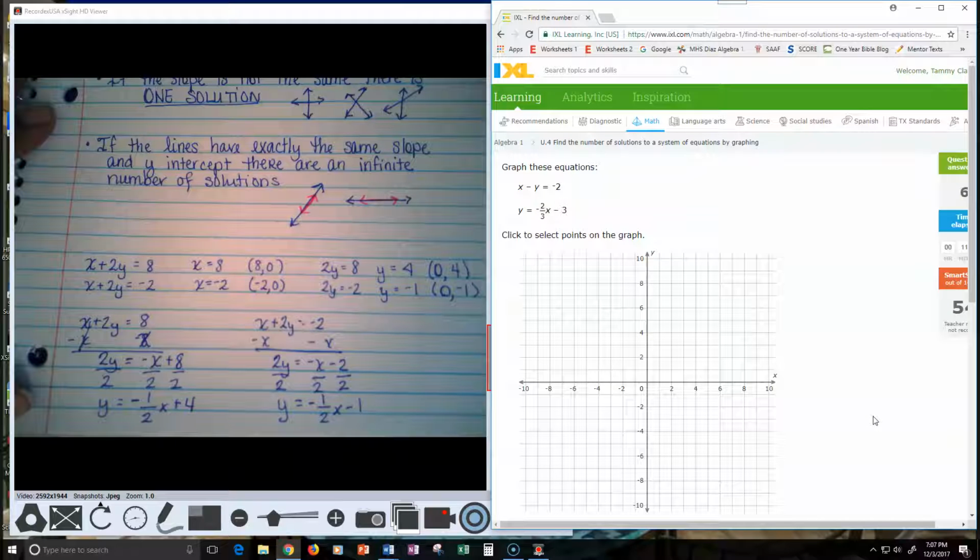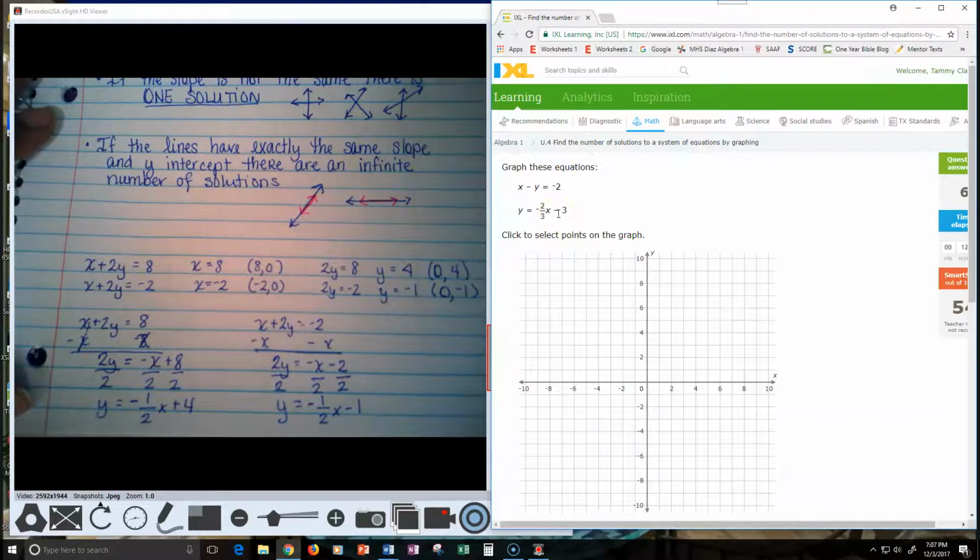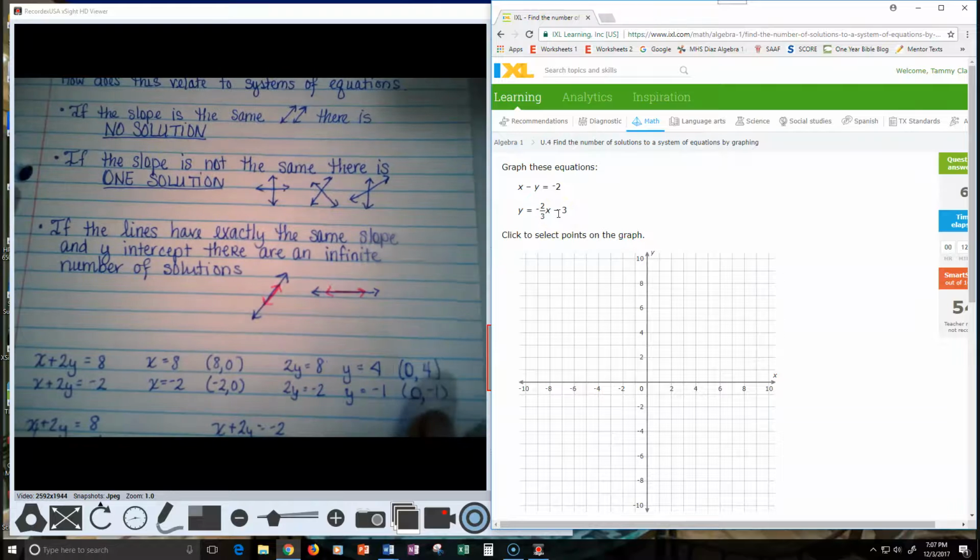So when you have one that comes up like this, you can graph them just however you choose to. If you want to change this and make sure that you have them both in y-intercept form, you can. Or you can graph one in standard form and graph the other in y-intercept form. Let's go ahead and take a look at that.